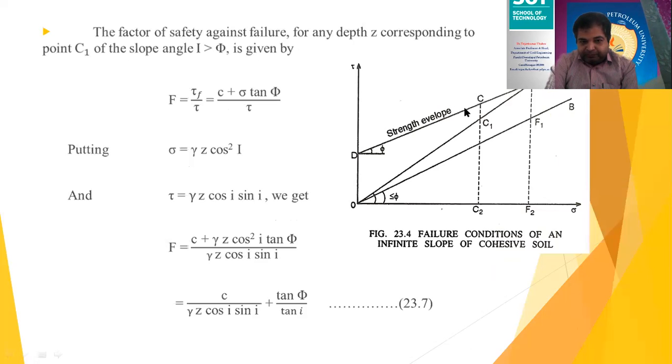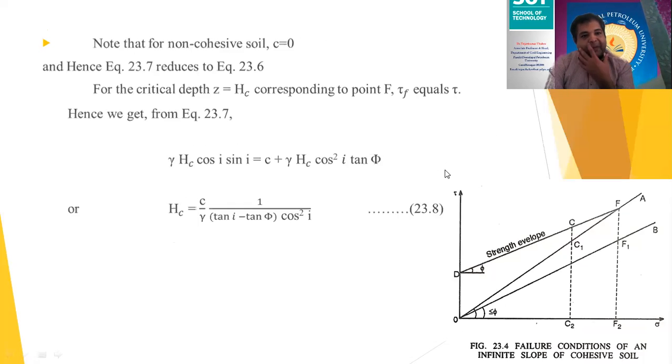This will become gamma Hc cos i into sin i is equal to C plus gamma Hc cos square i into tan phi. If I take the value of Hc, then the equation will be C upon gamma, into 1 upon tan i minus tan phi, into cos square i. So if you see, here the variables are the slope angle i, the cohesion C, and gamma, which is the density of soil.